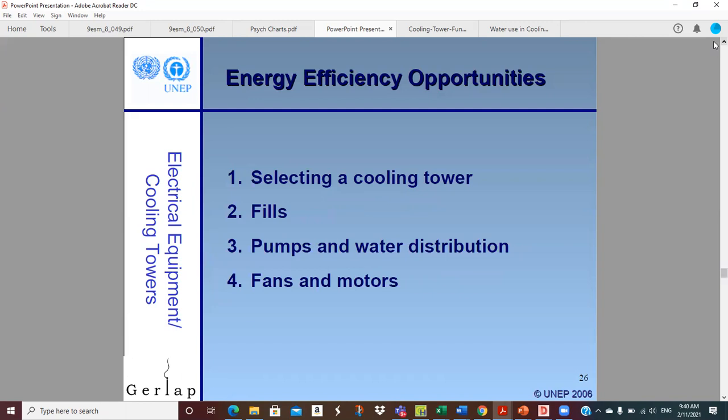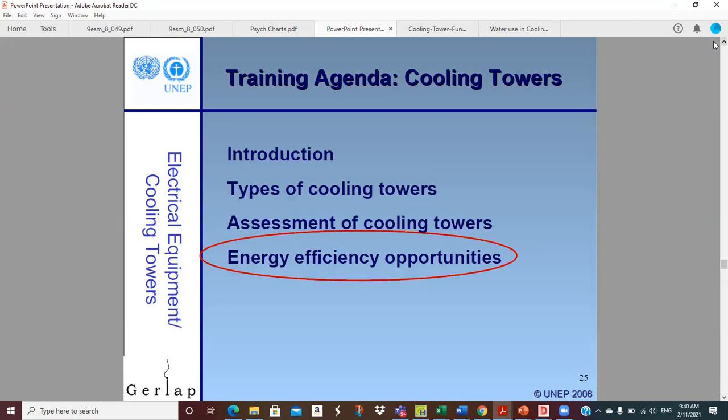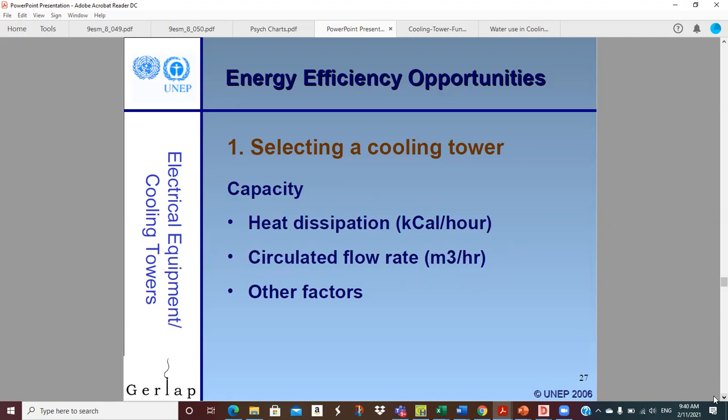Okay, so he's got some slides in here, and I can explain most of these. Some of these are a little cryptic, and I'm not real sure what he's getting at, but I'll do the best I can. But he's going to make some comments on all 4 of these topics. Okay, so under this heading, selecting a tower, and these are just general comments that are a little bit all over the place.